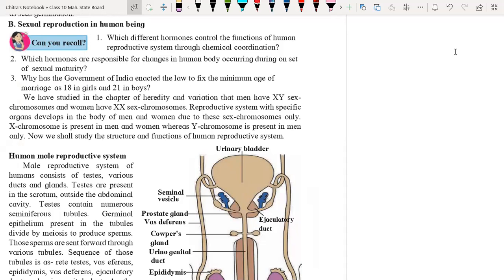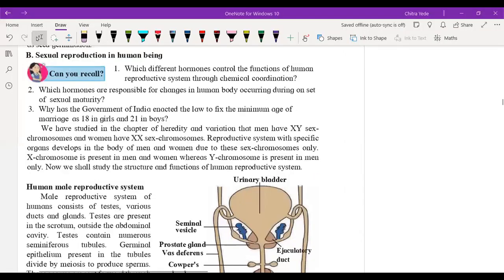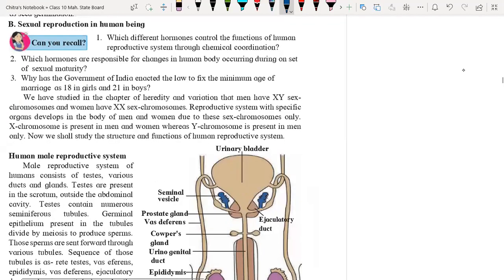Which different hormones control the functioning of the human reproductive system in case of male as well as in case of female? So in case of male, we have testosterone, and in case of female, we have estrogen and progesterone. Okay, estrogen and progesterone in case of female, and in case of male, we have testosterone. First question is done now.